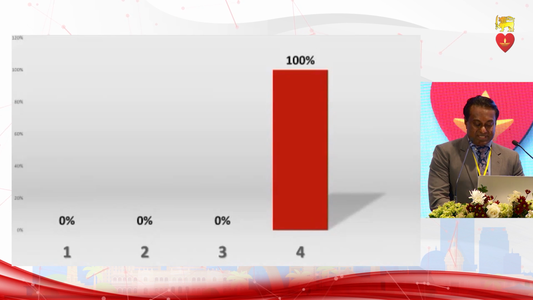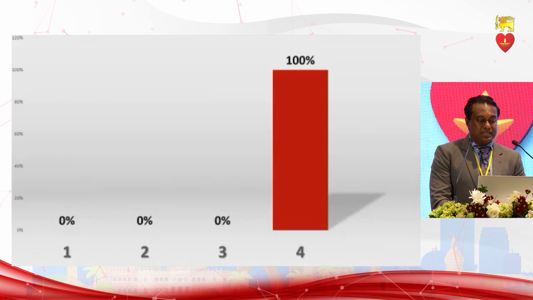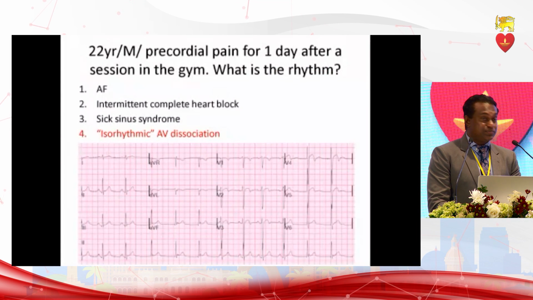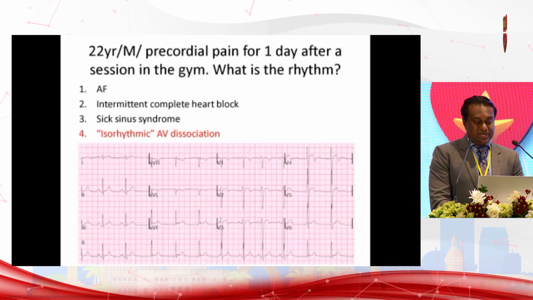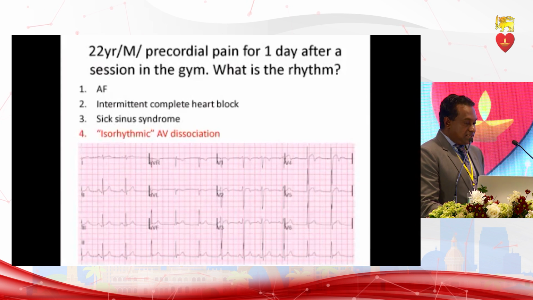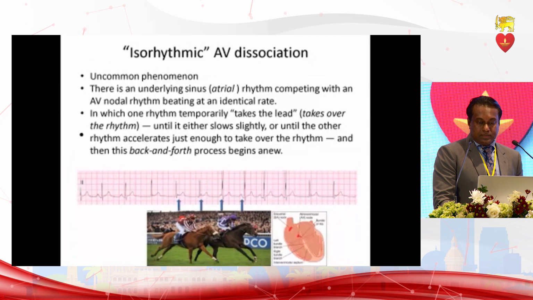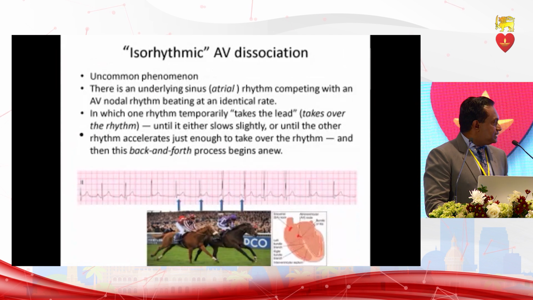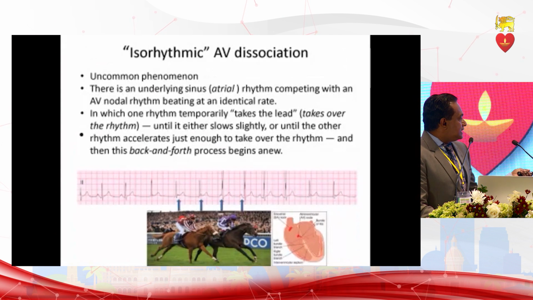Isorhythmic AV dissociation. Excellent. So that's what it is. It's an isorhythmic AV dissociation, as we can see in the next one. This is actually the same patient's rhythm strip.